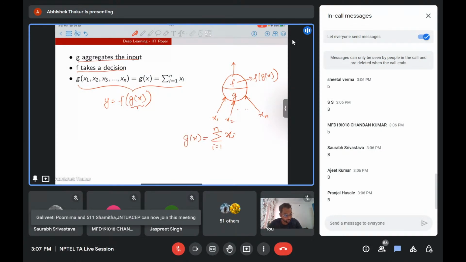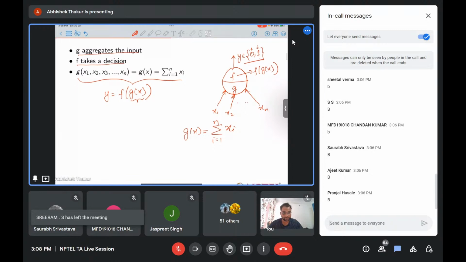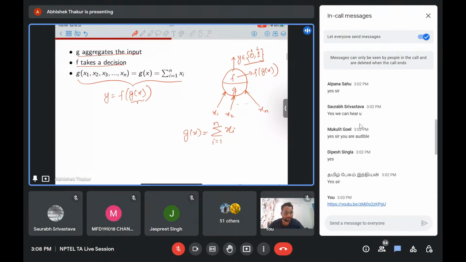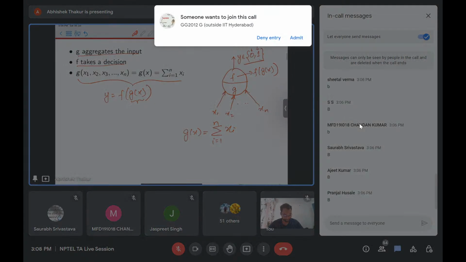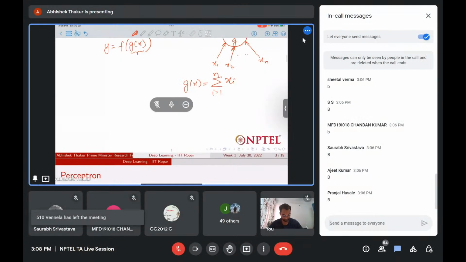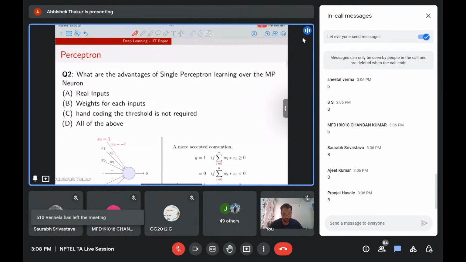Here y gives the output that is either 0 or 1. This is binary classification because it has only two classification levels, 0 and 1. So this is about the McCulloch-Pitts neuron. Coming to the next question, most of you have given option B, that is correct. Now we will see what a perceptron is and what the differences are between the perceptron and the McCulloch-Pitts neuron.